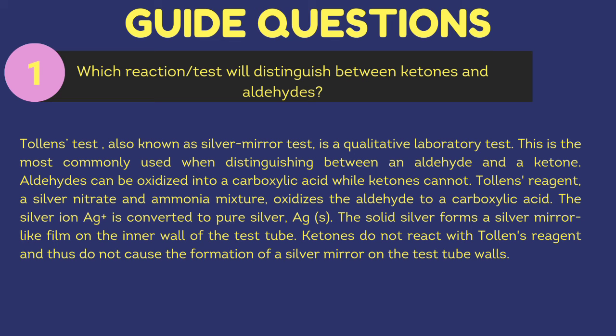The silver ion is reduced to pure silver, Ag(s), which means the silver is solid, and the solid silver forms a silver mirror-like film on the inner wall of the test tube. Ketones do not react with Tollens reagent and thus do not cause the formation of a silver mirror on the test tube walls.